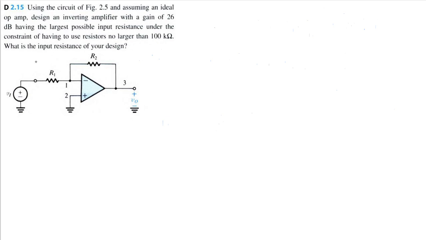So the input resistance is just the resistance connected between the input voltage source and the input terminal, which is the negative terminal in this scenario. So Rn is just going to be equal to R1.